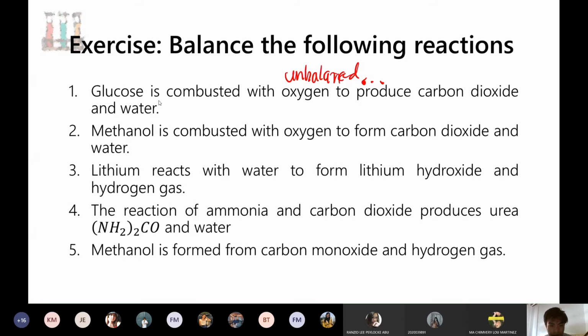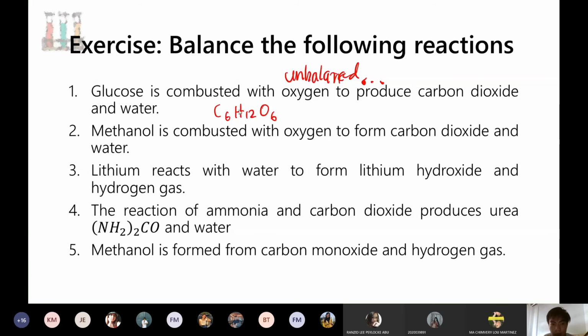Okay, so I will answer 1. Glucose is combusted with oxygen to produce carbon dioxide and water. Ano yung formula ng glucose? If hindi familiar, pwede i-google, no? So, that's C6H12O6. Okay. Pero, as you Google, sana may mga naaalala kayo, no? Sana nare-remember nyo, glucose is C6H12O6, no? Kabisaduhin nyo na rin habang nilolook up nyo yung formulas sa Google.